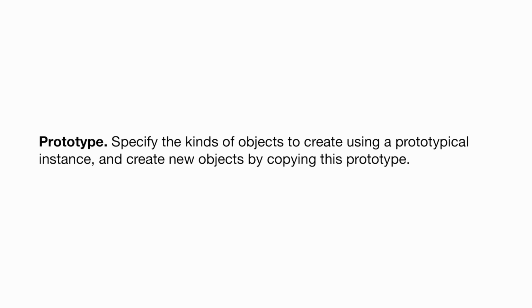So prototype: specify the kinds of objects to create using a prototypical instance, and create new objects by copying the prototype. This is what we saw with the JSON library. The default options, some record with defaults. We copied it, or we used it as a prototype and updated only what we needed. It's quite a functional pattern as well.